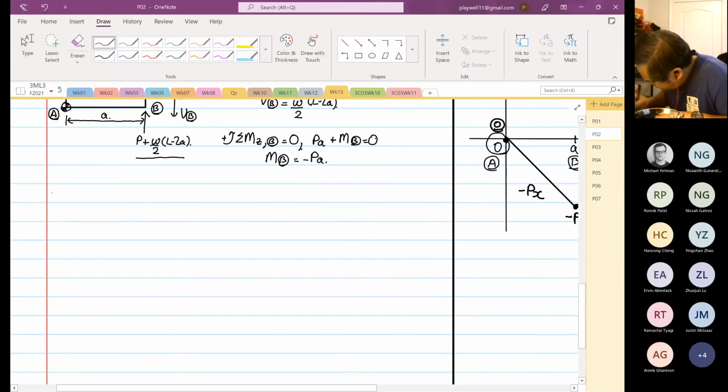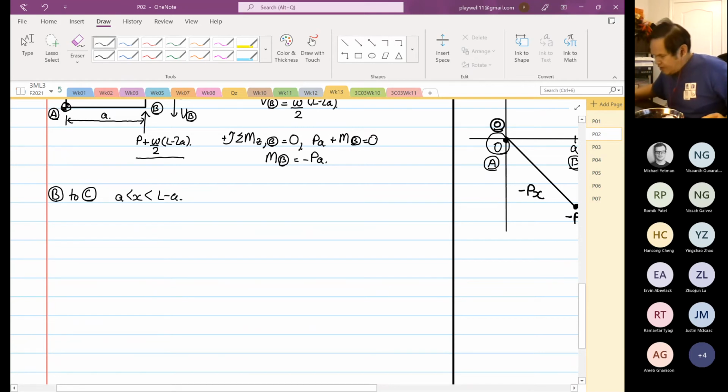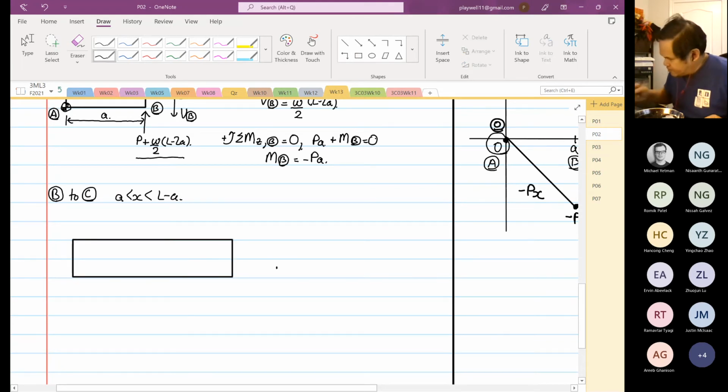So from point B to point C now, our limits are A, X, L minus A. Now we have more factors to consider. So this is our point A, and over here is our point B. Then now you know why the geometric datum is always here.